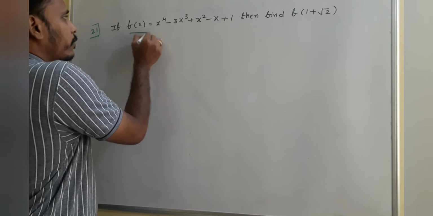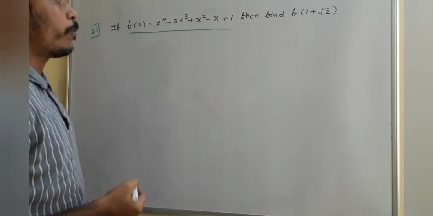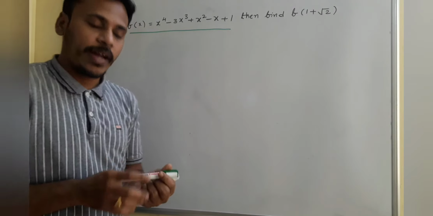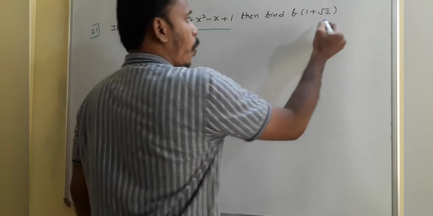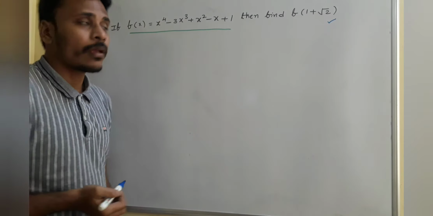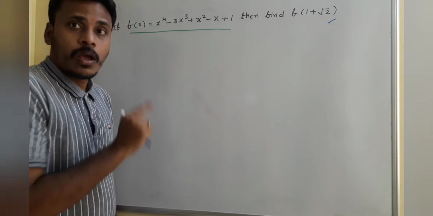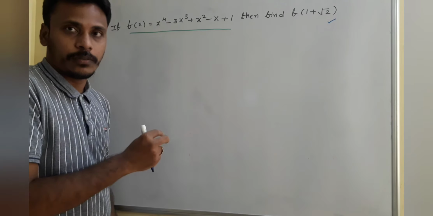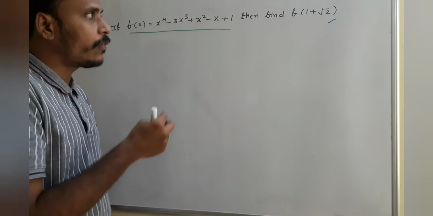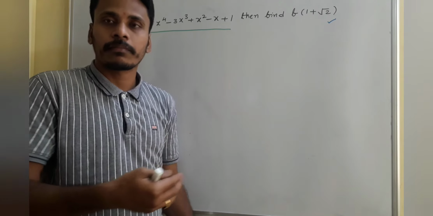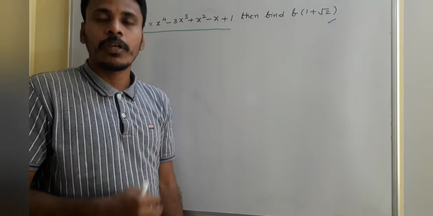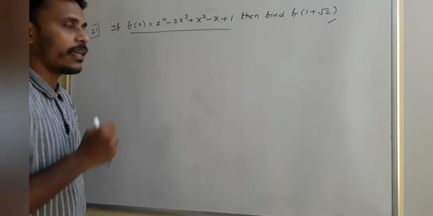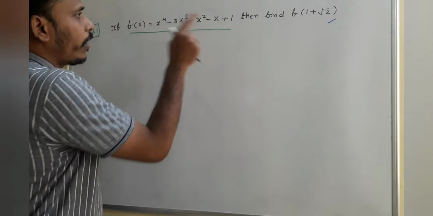f of x is given as x power 4 minus 3x cube plus x square minus x plus 1, and the question is asking us to find f of 1 plus root 2. See, substituting 1 plus root 2 in the place of x, direct substitution and direct calculation may give you the value, but it is a bit lengthy calculation. Okay, so I will go another way as we discussed in the previous problem. See, first of all, my idea is we need to find f of 1 plus root 2.